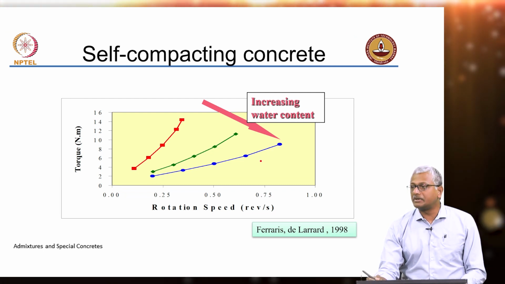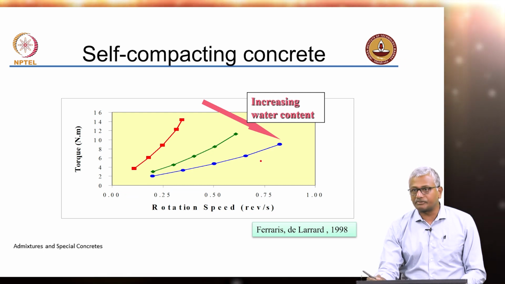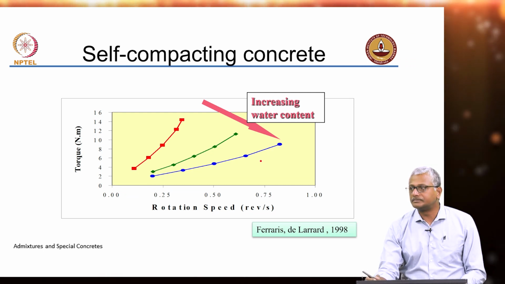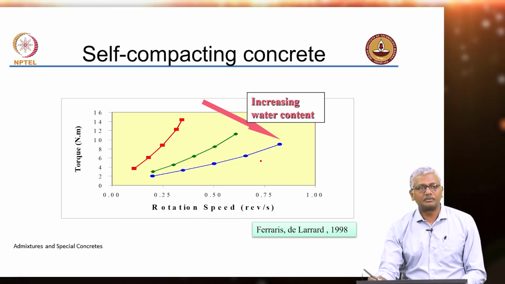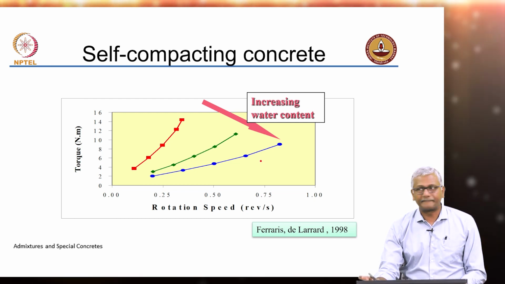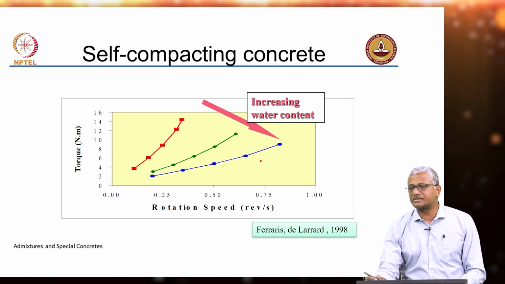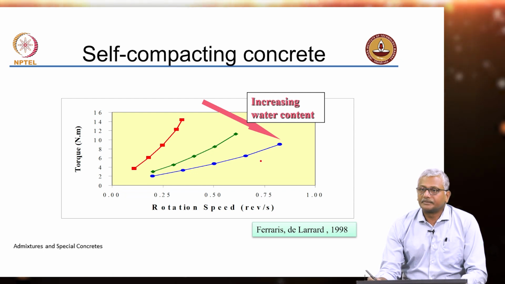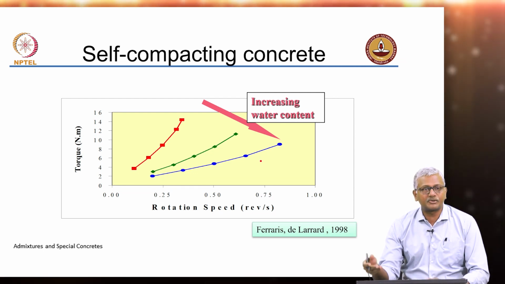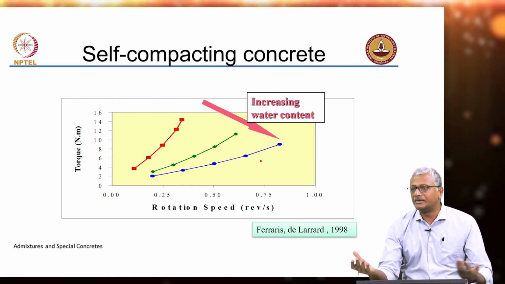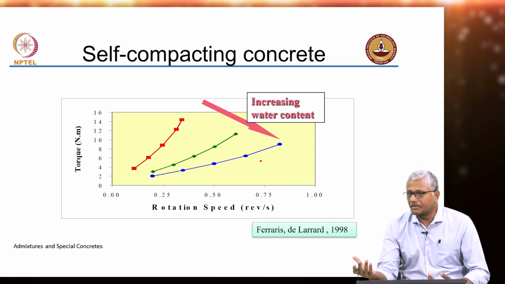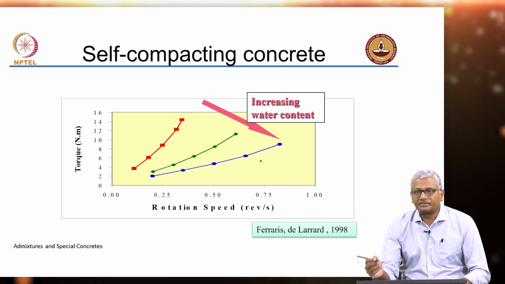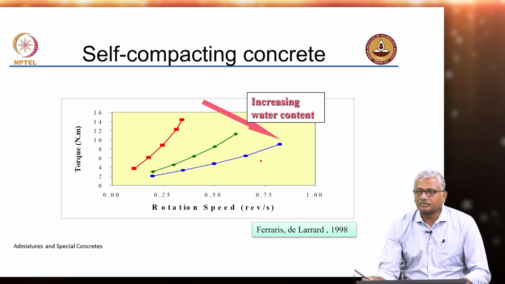What is a desirable system in self-compacting concrete? Your viscosity should be high or low? Shear stress should be high or low? Should the shear stress in self-compacting concrete be high or low? Because as soon as you place it, it needs to compact. So, shear stress should be almost 0. But what about viscosity? Should it be low?